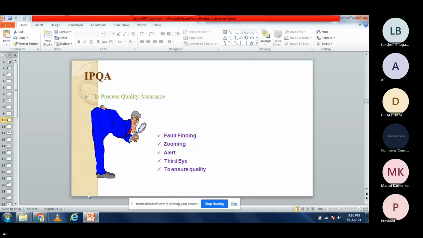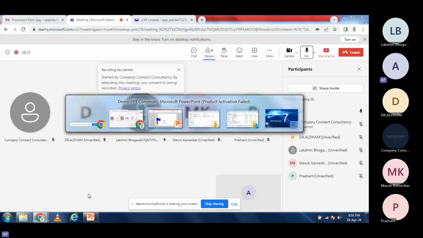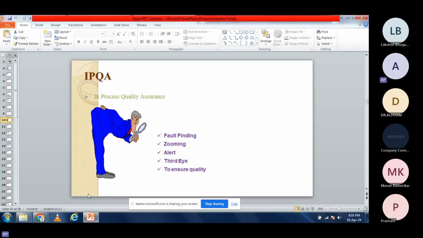Third eye. Why is the third eye important? Because when we are doing something, we cannot find out our own mistakes. So when a third person, a third eye, is there to monitor us, they will neutrally evaluate whether we are doing something wrong, or doing something correct, or we need some improvement. That is why in-process quality assurance is there as a third eye, to ensure the quality.